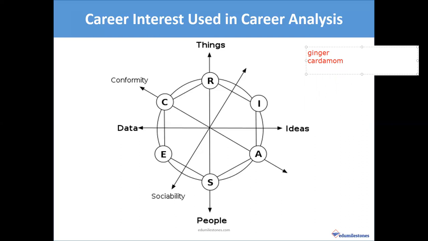I'll add ginger, cardamom, sugar, water, tea leaves, and tulsi leaves. Sugar, water, tea leaves, tulsi leaves. No, milk. Where is milk? Okay, thank God. Because I wanted an Indian tea. Correct? Yes, this is an Indian tea.